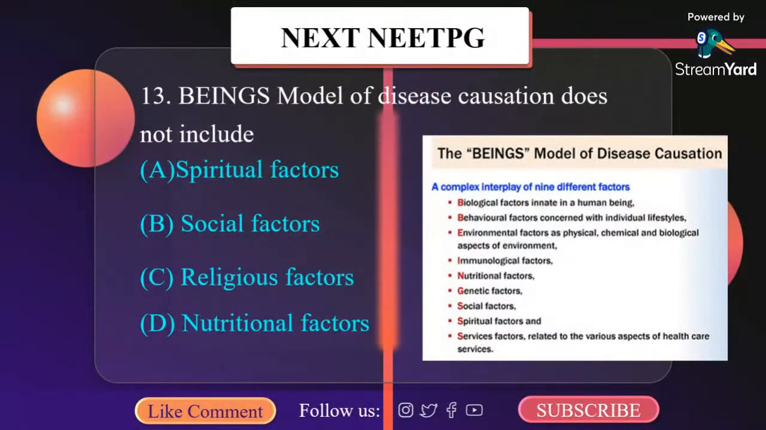Being's model of disease causation does not include: A. Spiritual factors, B. Social factors, C. Religious factor, D. Nutritional factor. It is religious factor.